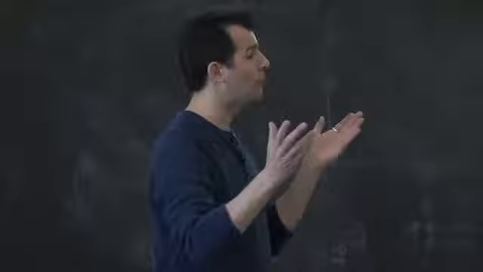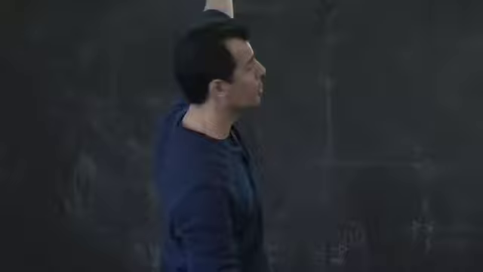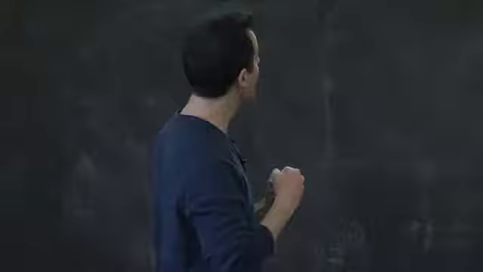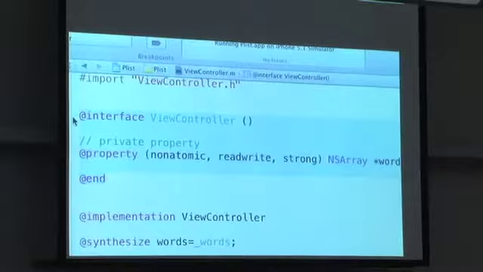So by relegating my property that only I care about, and no other object in this entire program should care about the fact that I have a pointer to an array of words, better design would say, keep things private. Unless you need to expose them publicly, you might as well encapsulate it further inside of your code.